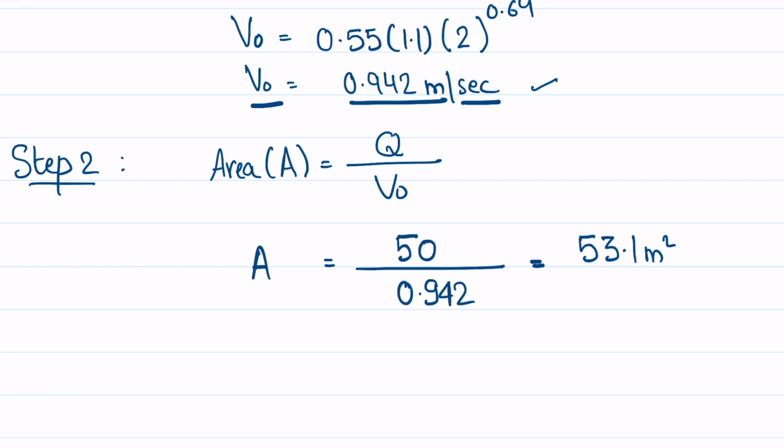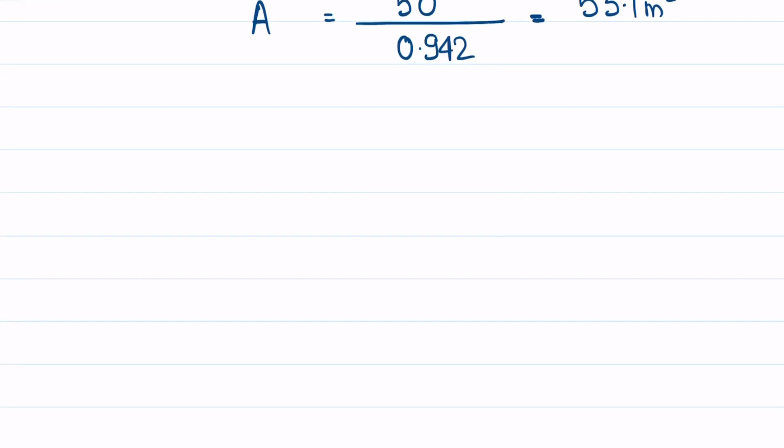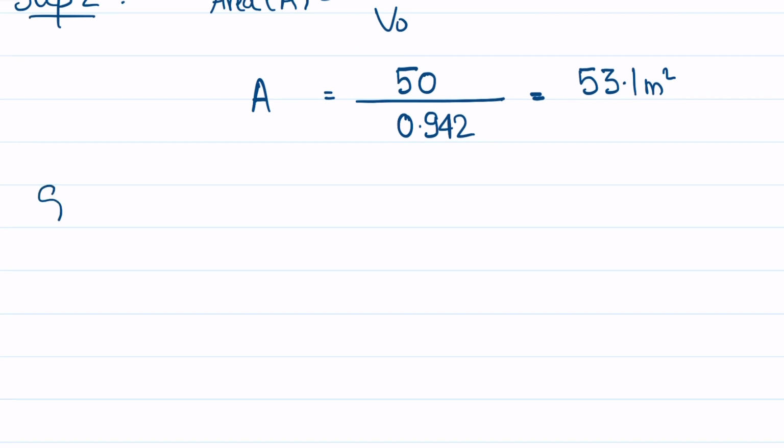So this marks the end of step 2. Now what is step 3? After completing step 2, we are going to move to step 3. In step 3, what we have to do is find out the width as well as the parameter. And to do so, first of all, we have to assume that we are designing a trapezoidal channel section.